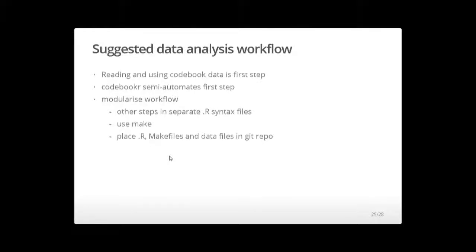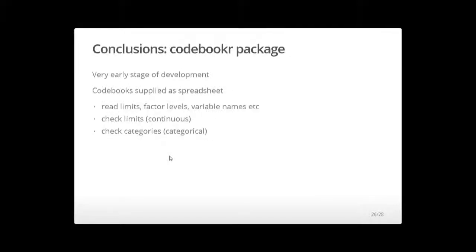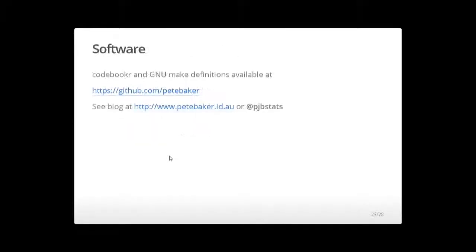And so I guess my suggested data analysis workflow is the code book is just the first step. I like to automate these things. Often use make and put the data, the syntax and the make files in a Git repo, and then I can reproduce what I'm doing. But as I say, the code book is the first step. It's an early stage of development, and I'm quite keen to hear from anyone that's already done something similar or has got any ideas. So thanks very much. I'll leave it there.